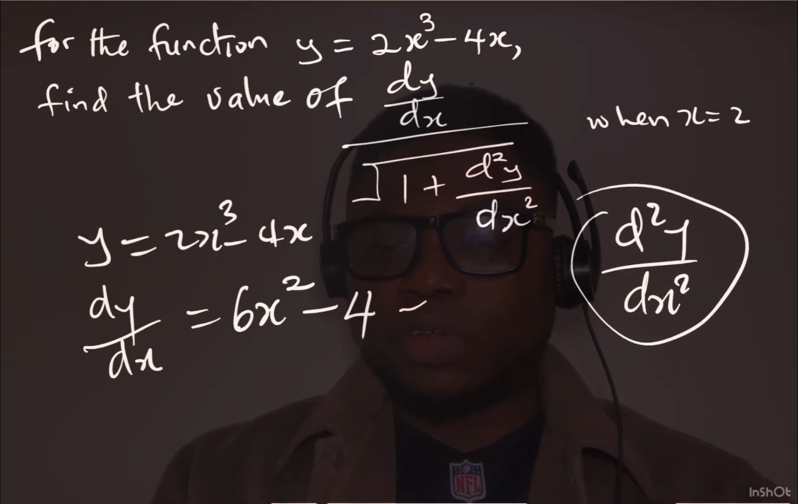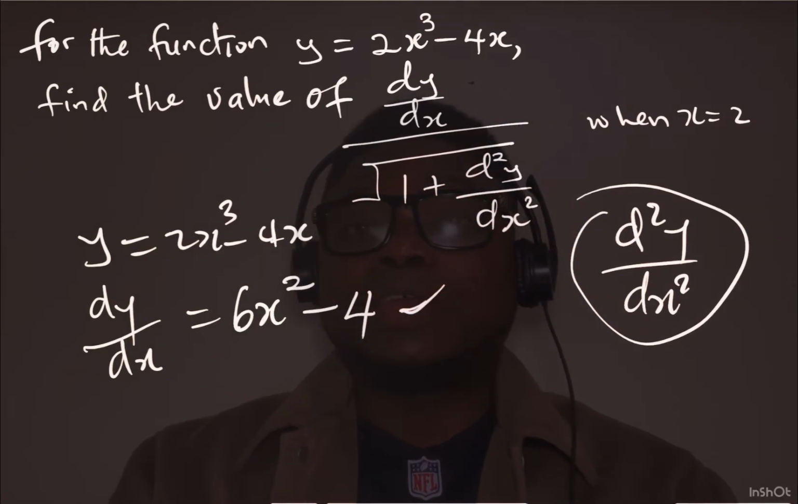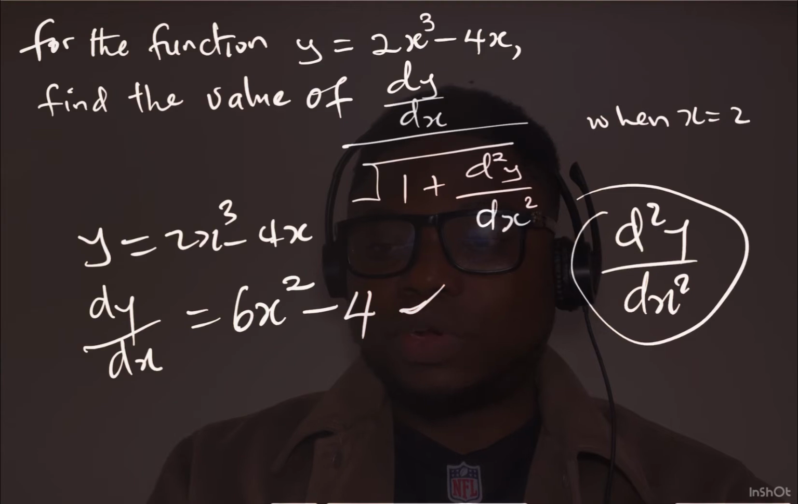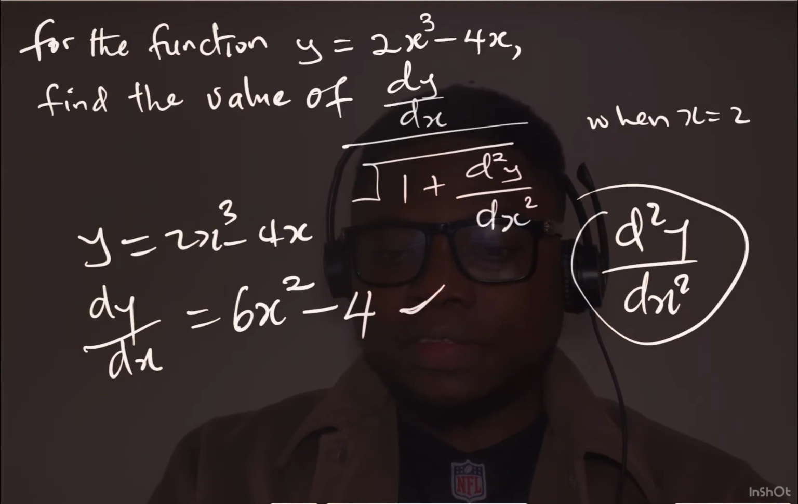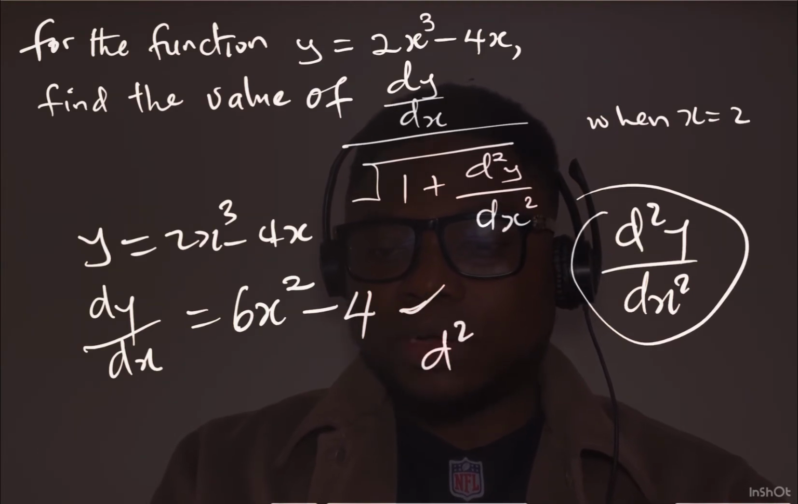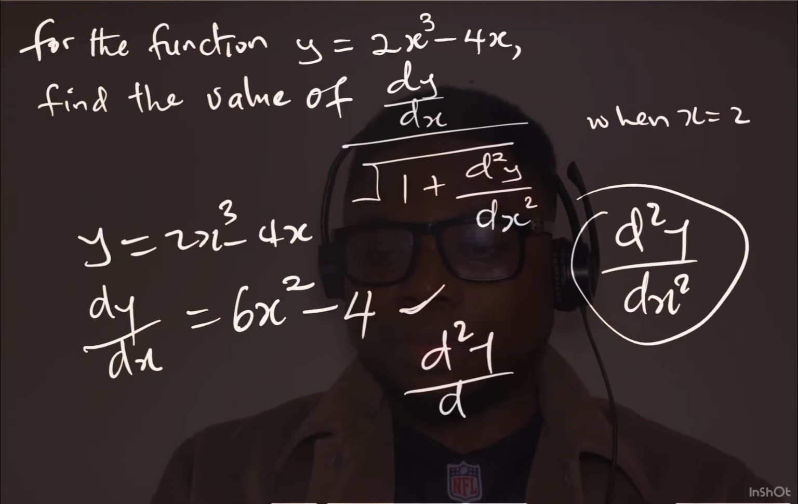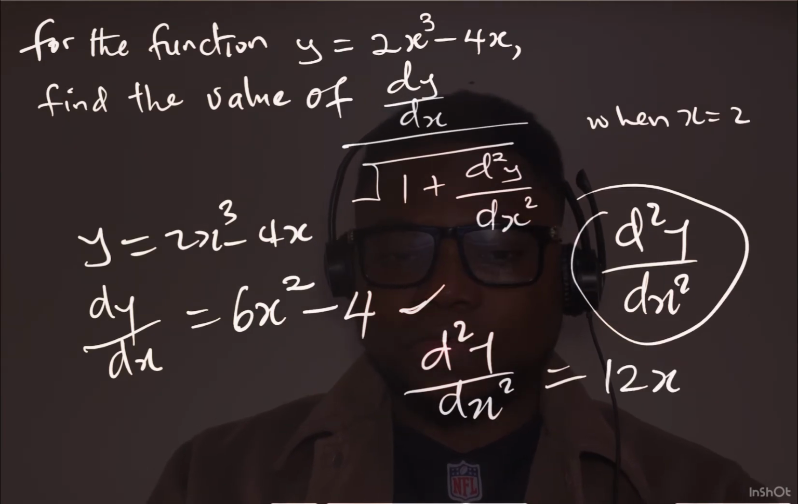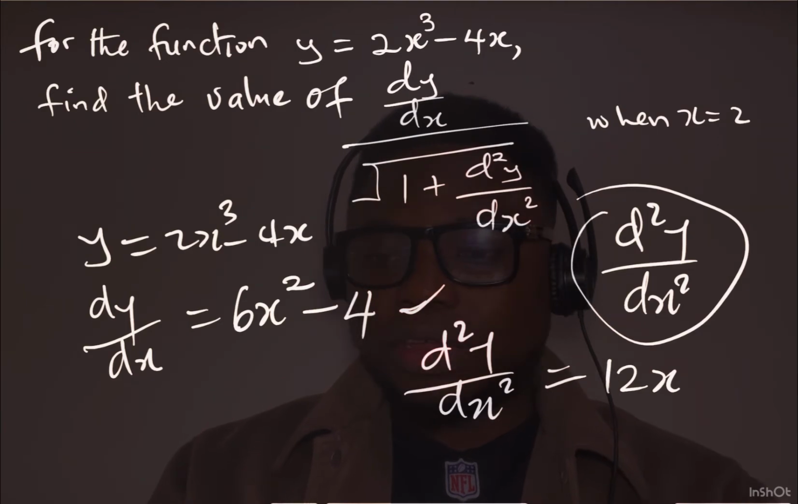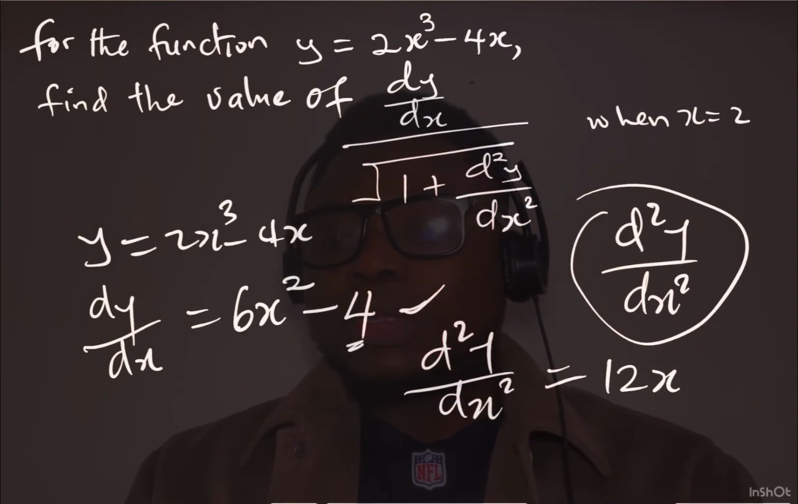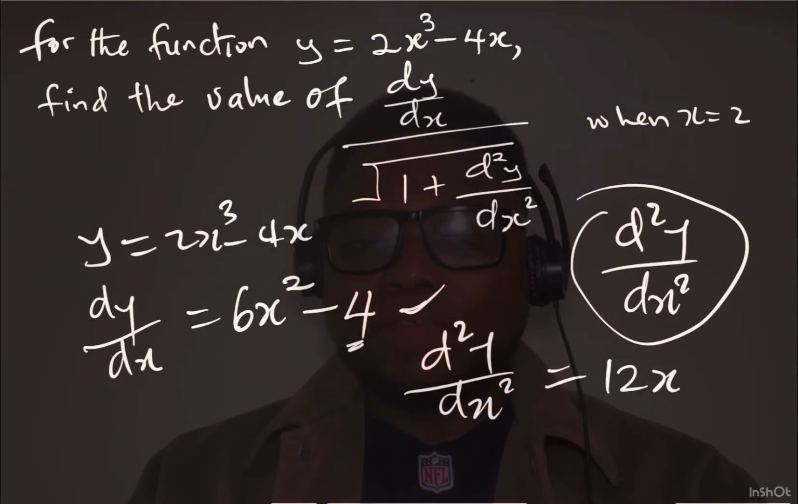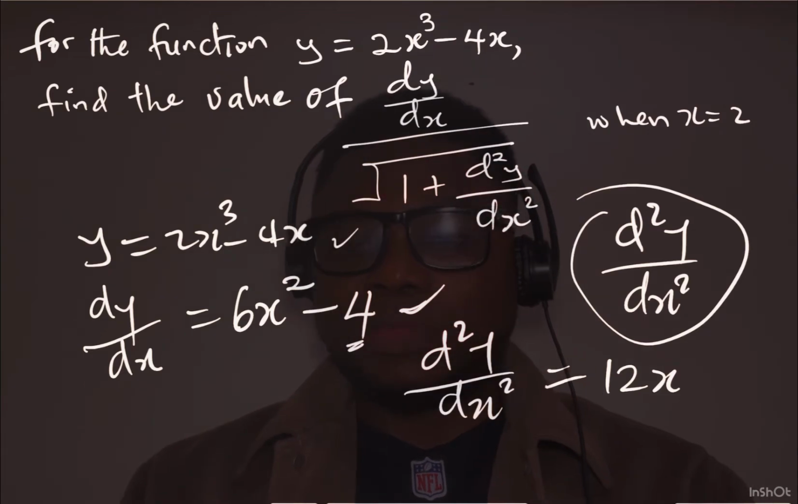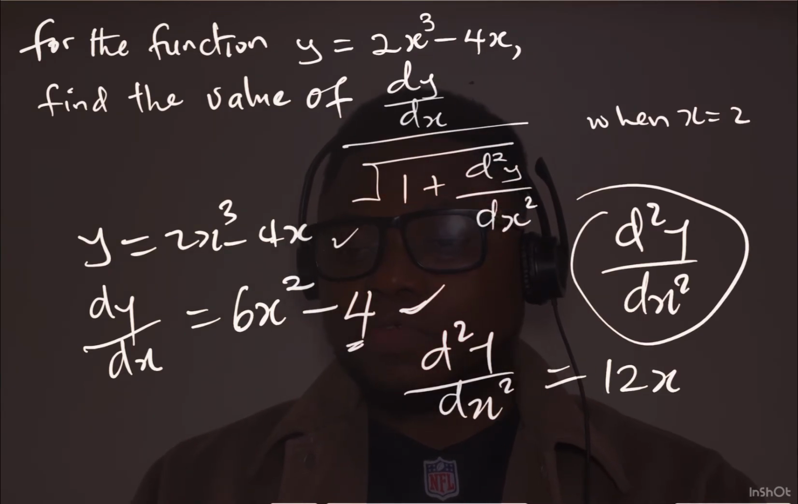Differentiating it for the second time will give me the second derivative, or second differential coefficient, which is d²y over dx². And I'm going to write d²y here divided by dx². So that would be differentiating 6x squared, which gives me 12x, because 2 times 6 is 12, then x, 2 minus 1 is 1. Differentiating a constant, which is 4, gives 0. So the second derivative of this function, 2x cubed minus 4x, is equal to 12x.